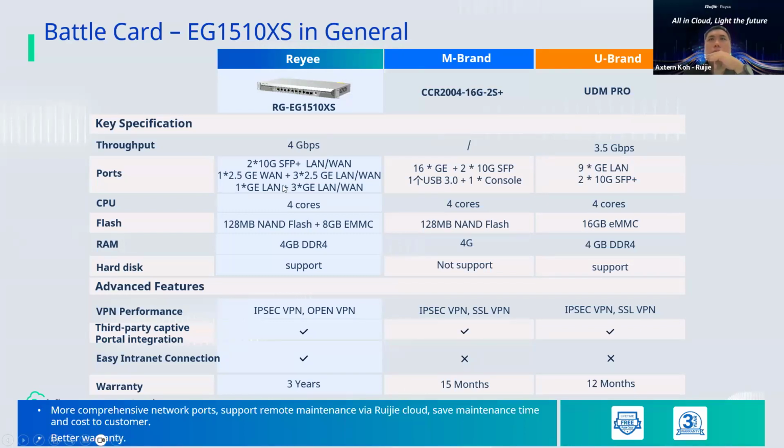And for the LAN and WAN ports, we are quite rich in range. Those others only come with 1 gig or 10G uplink, or even 1 gig only. For us, we have 2.5G, easy for expansion, 10G, and 1G as well. This is what we are going to share with you here.